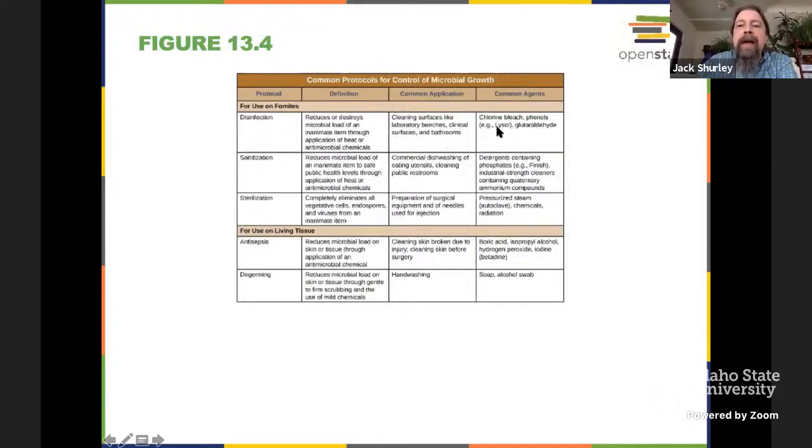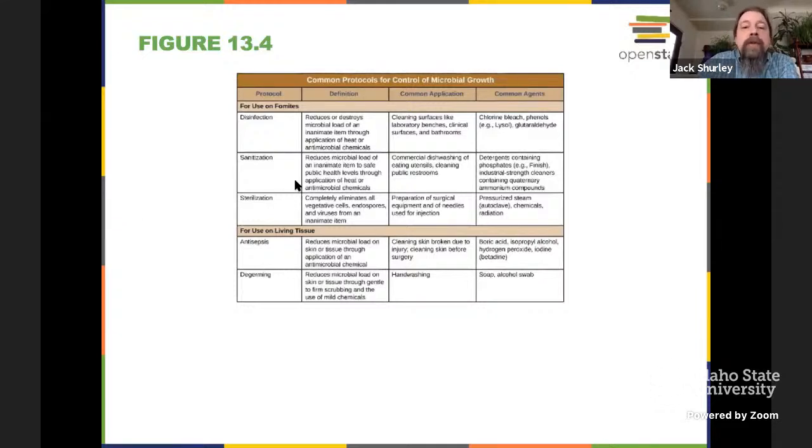Chlorine bleach, phenols, Lysol, glutaraldehyde, these are all specific agents that you may use. If you're thinking bleach, it ought to be a 10% solution, not straight out of the jug, right? Dilute it with water, and in turn, that's a very good disinfecting agent.